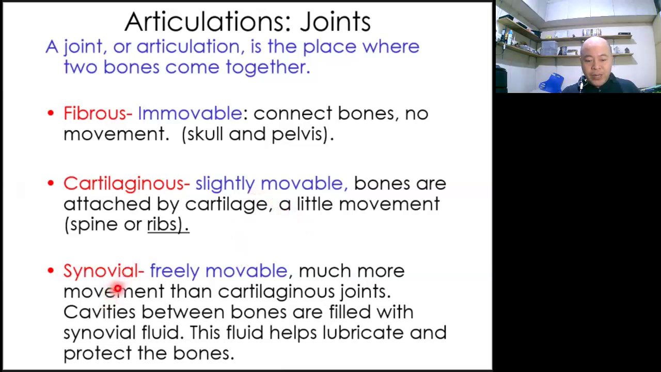Then we have the synovial or freely movable. So these are your joints that cause a lot of movement. For example, your fingers, arms and legs, shoulders. The synovial joints or articulations have cavities between them, and we'll discuss the parts of the synovial joint later.